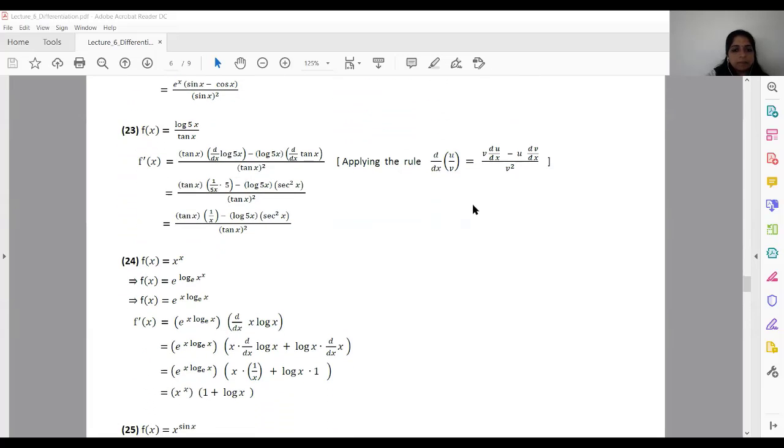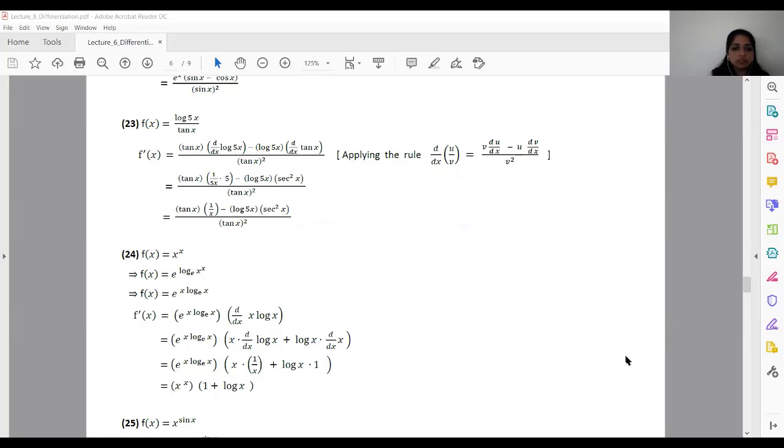The next example is x raised to x. What about x raised to x? If we are given one x function and in the power there is also an x function, then we put this function as e raised to log base e of x raised to x, right? And after applying the logarithm rule, we also write this power as e raised to x log x, where the base is e. So x raised to x, we put in the form of e raised to log of x raised to x, by applying the logarithm rule, e raised to x log x.